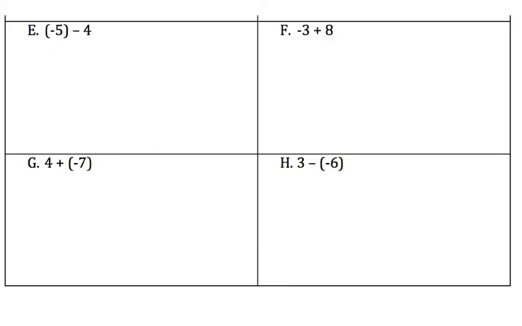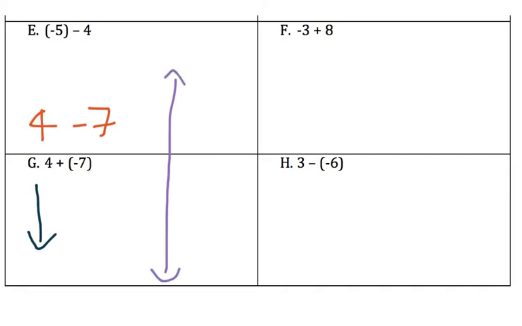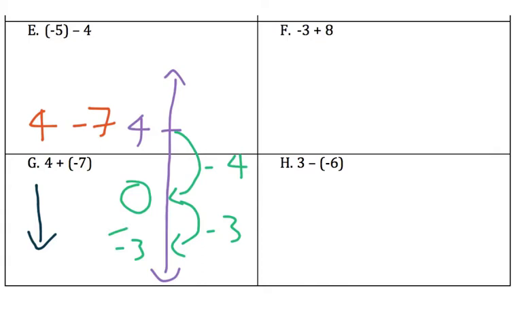Alright, I'm going to skip E and F and go to G, because G is another one that kind of reverses direction. It says 4 plus negative 7. Since we're adding a negative, it means we're adding weight. And adding a weight means we're going down, even though addition normally means to go up. This problem is identical, or equivalent, to 4 minus 7. So if we set that up, I'm going to start at 4. I'm going to go down 7, but again, since I'm going to 0 first, I'm going to start like that. Hit 0, got 3 left over, and that gets us to negative 3.